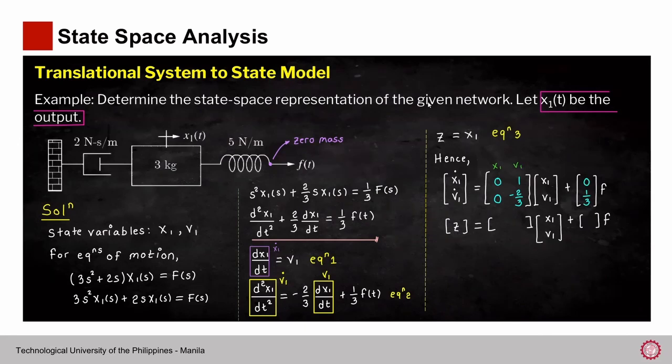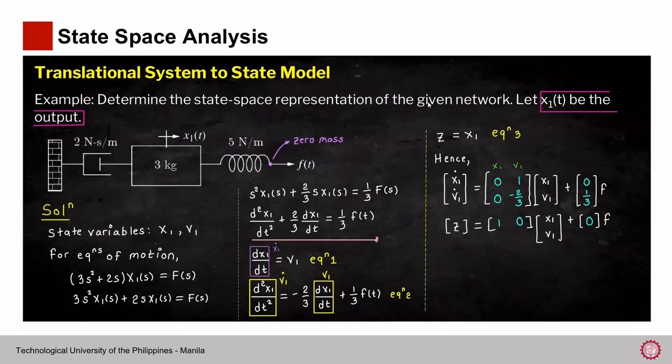Okay, at any rate, no? So, guys, what is equation 3? Z is equal sa x1. So, may bilang lang siyang isa sa x1, then 0 dito sa v1 kasi wala namang v1 doon. Z is equal to x1 lang. And we also don't have any force there, so this is 0. Okay? Yan. So, basically, this is the state model of the translational system.